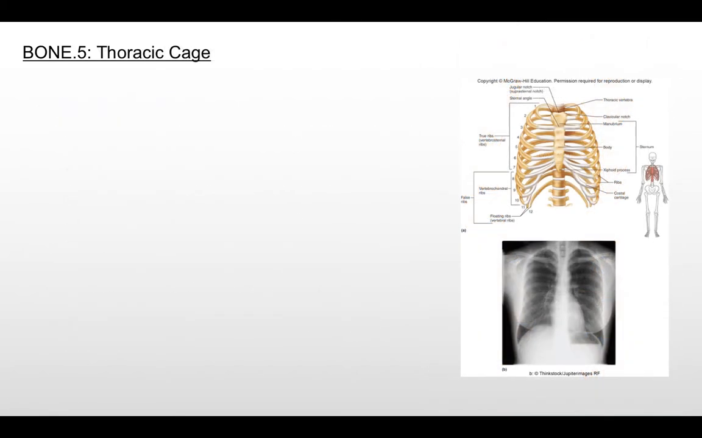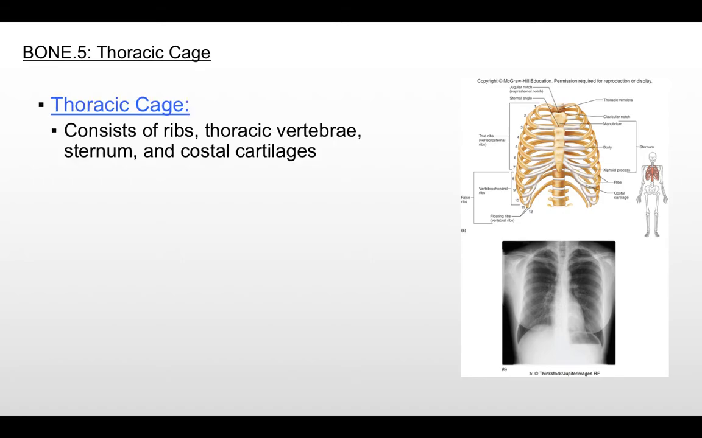The last piece of the axial skeleton that we're going to cover is the thoracic cage. That includes ribs, your thoracic vertebrae, your breastbone or your sternum, and then the little costal cartilages that connect the ribs to the breastbone. You have 12 total pairs of ribs, so I guess you really have 24 total.